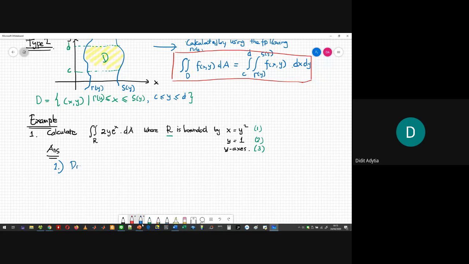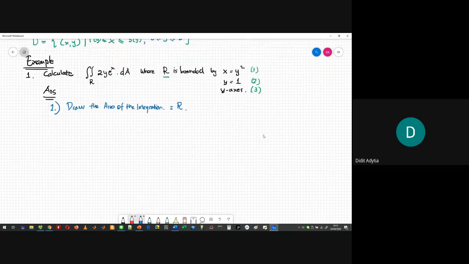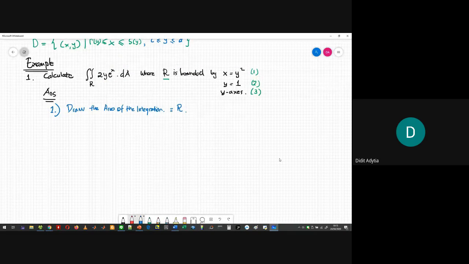Okay, draw the area of the integration, which is R. Okay, now we draw it. So we make axes of x and y. This is x, this is y. And then we draw these three things. X is equal to y square.